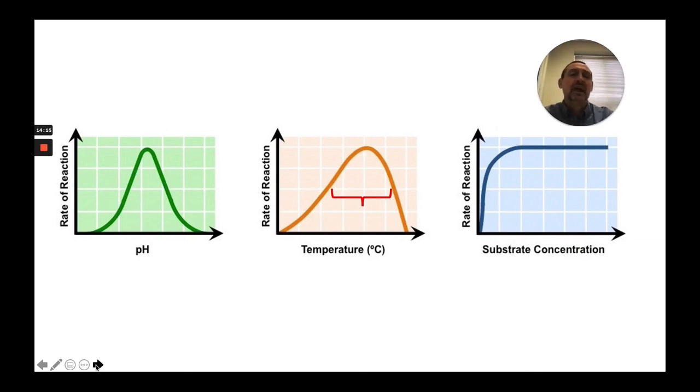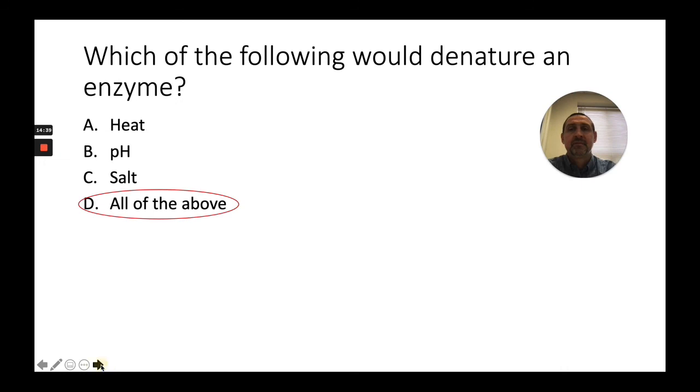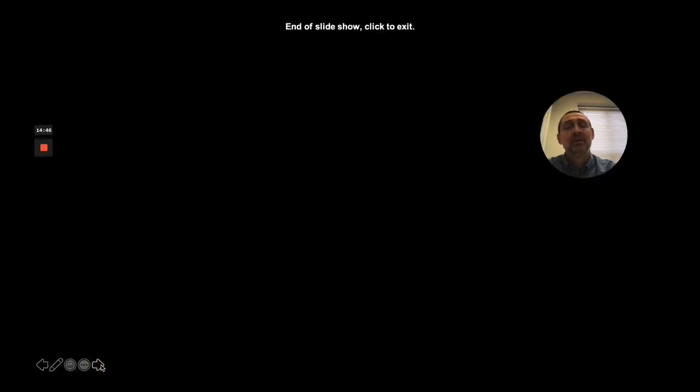Notice that as the substrate concentration increases, the rate of the reaction increases until all the enzymes are occupied. Once all the enzymes are occupied, the only way to continue to increase the rate of the reaction is to add more enzyme. I hope that gives you a brief overview of Anchor 2, the chemical basis for life.